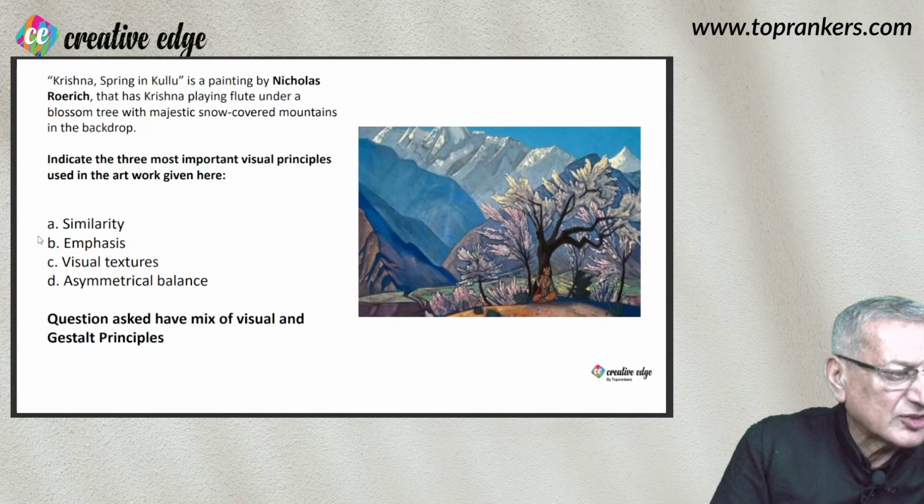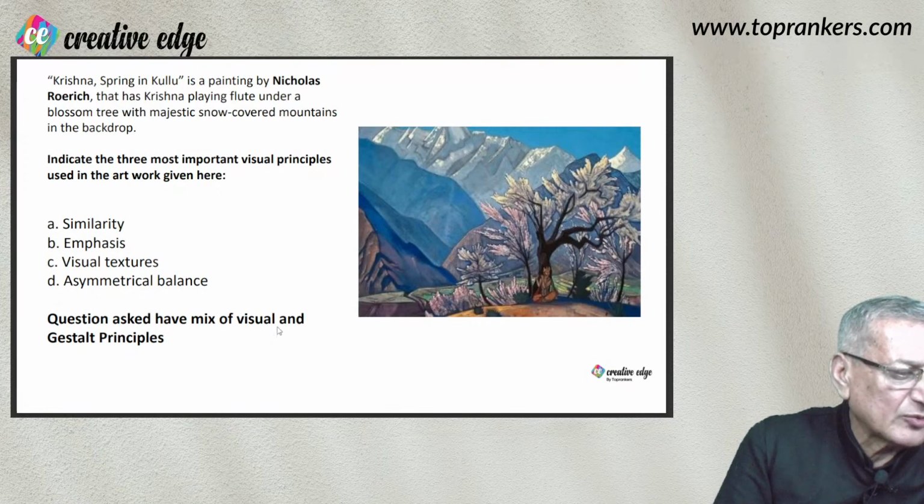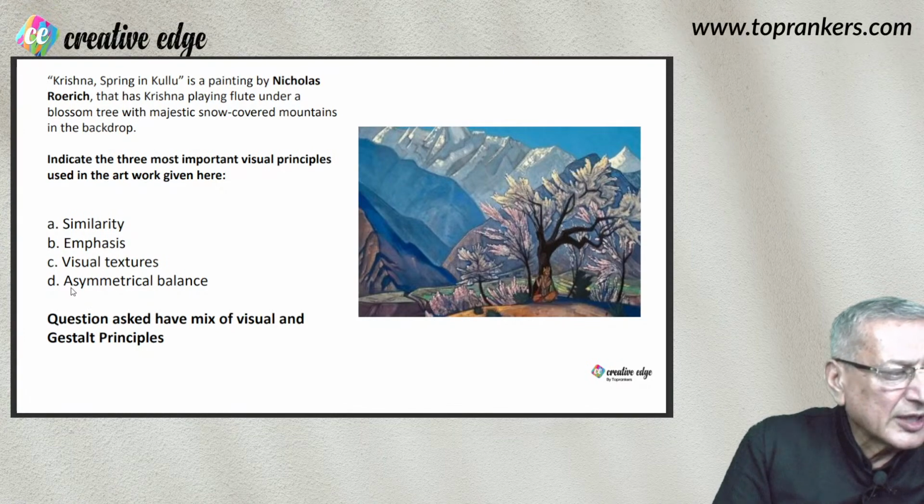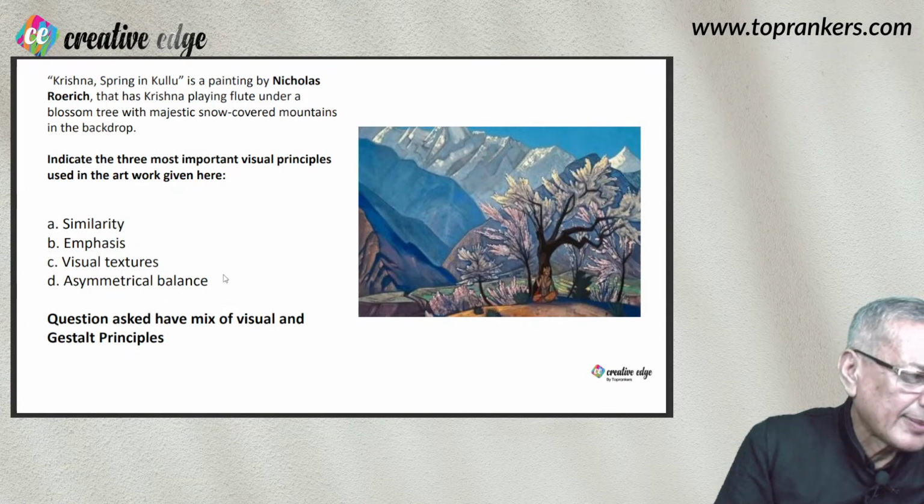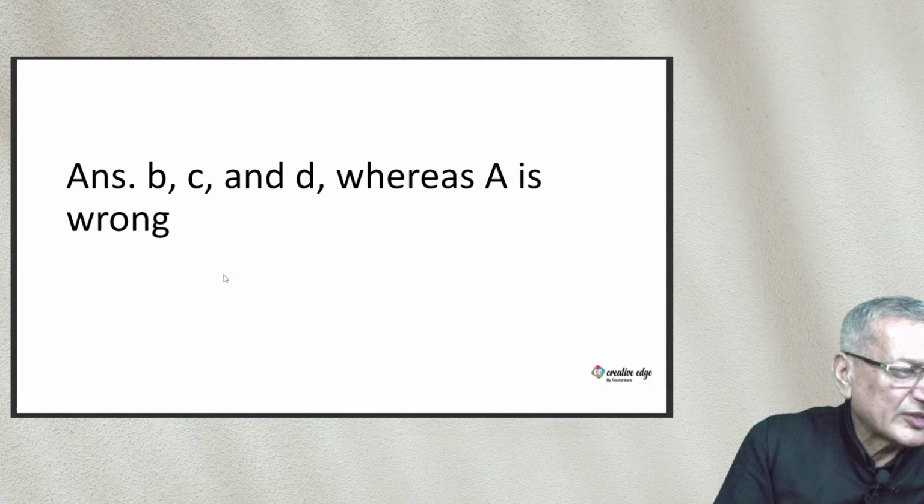Now when we read this, similarity, if you have studied Gestalt principles, right? The question asked above is a mix of visual and Gestalt principles. Now similarity is a Gestalt principle. Emphasis, visual texture, and asymmetrical balance are the visual principles of art. So let us see the answer also, and then we discuss it back. B, C and D is the correct answer, whereas A is wrong.